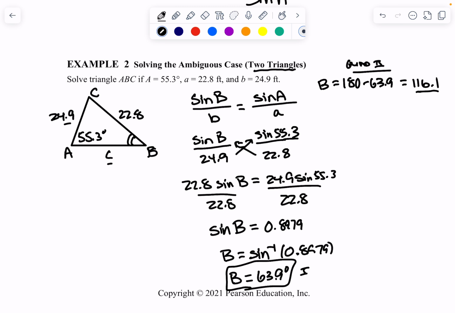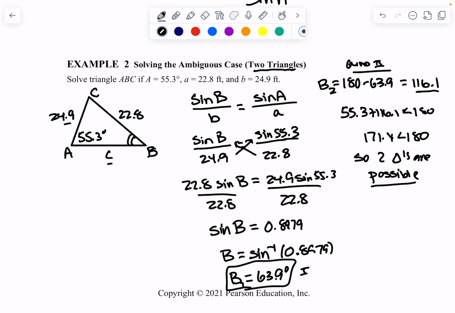Now, here's what you have to check. We'll call this B1 and B2. We know for sure that that's 55.3 for A, so we have to check: would these two angles allow us enough room to get a third angle in? So 55.3 plus 116.1, that's 171.4, which is less than 180. So two triangles are possible. And then we're going to go ahead and solve for those other two triangles.